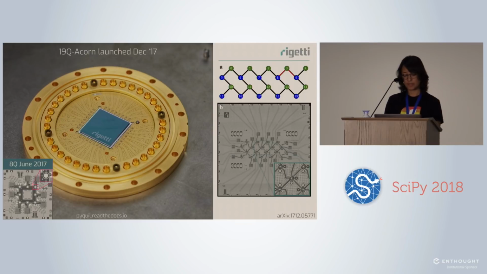So these are currently the chips that we have available. This is our 8-qubit device that we released last year. It has 8 qubits in a ring. And then we also have our 19-qubit chip, which we currently only use internally, but it's been up in the cloud available for a while.